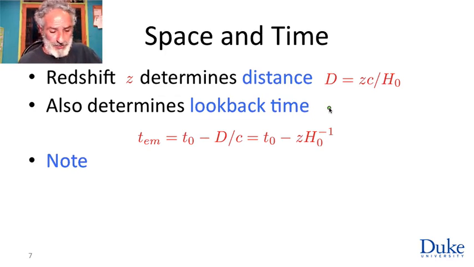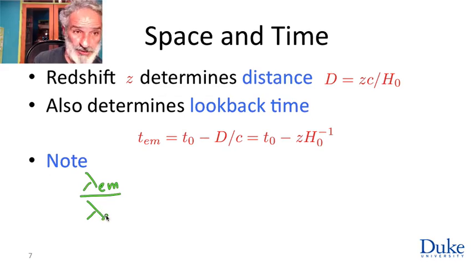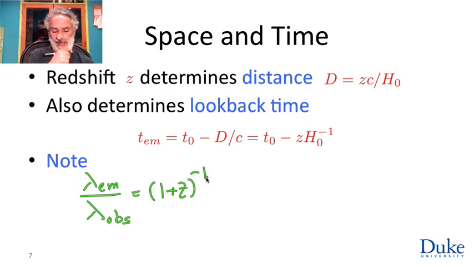Let's think about it this way. Remember that I'm going to compute the wavelength at which light was emitted divided by the wavelength at which I'm going to observe it. This is kind of backwards to the usual calculation of the redshift. The redshift is lambda observed divided by lambda emitted. So this is actually 1 plus z inverse. It'll be clear why I'm doing it this way.